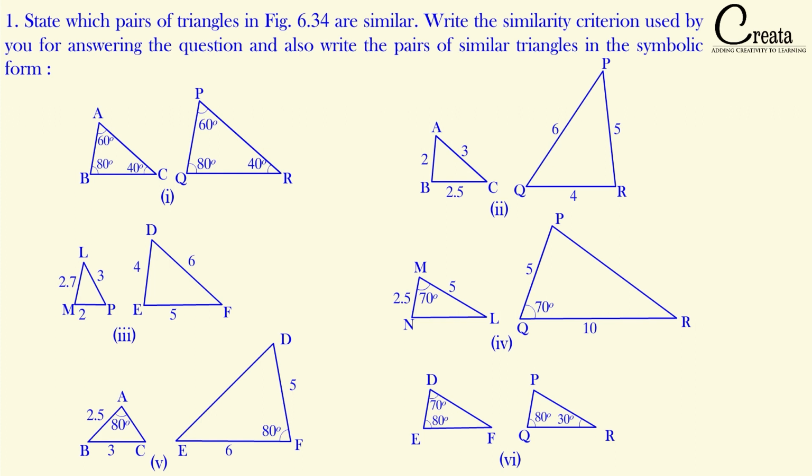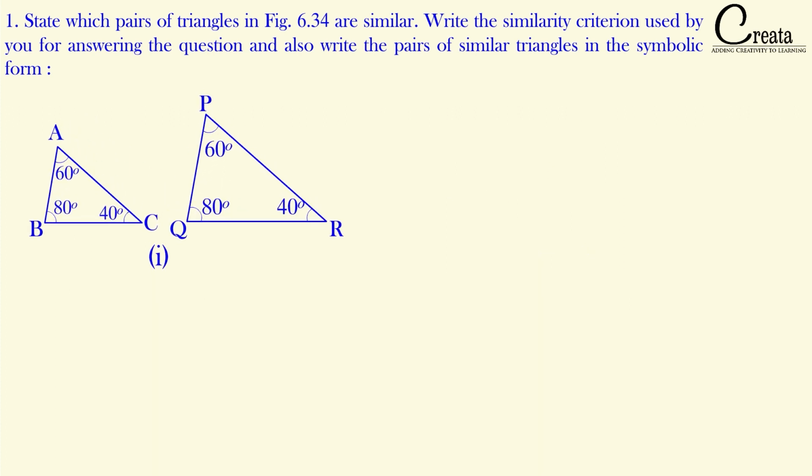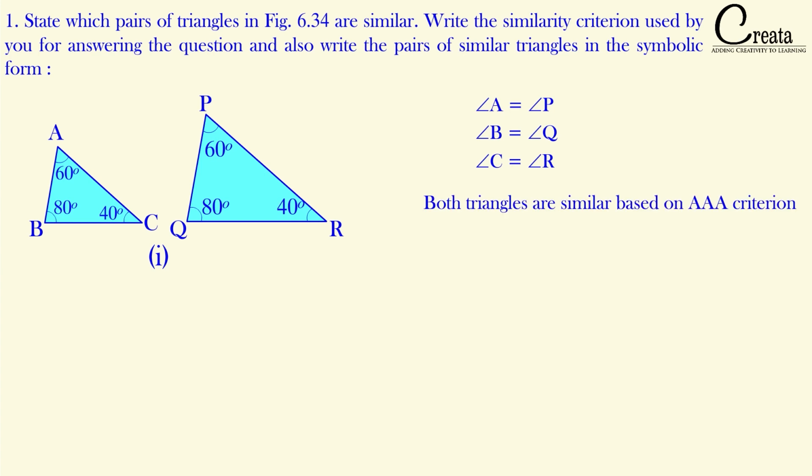Okay. Let's take the first part, in which we are given triangle ABC and triangle PQR. Here on observing, the three angles of both the triangles are given. Angle A and angle P are given as 60 degrees, that is, both are equal to each other. Angle B and angle Q are given as 80 degrees, both are matching. Similarly, angle C and angle R are both given as 40 degrees. The three corresponding angles are exactly matching with each other. So we can say both the triangles are similar to each other based on the angle criteria, that is AAA criteria.